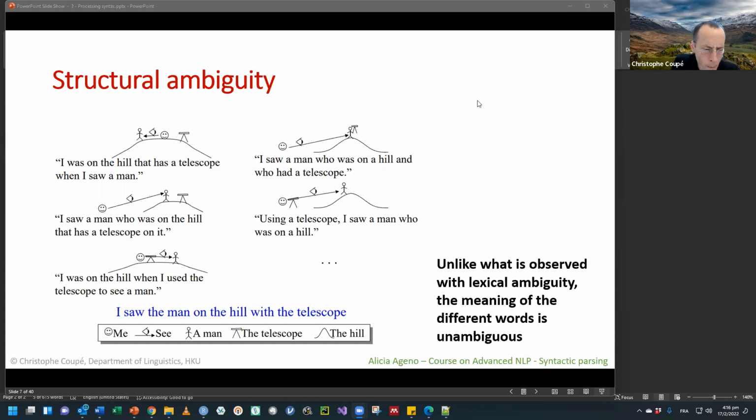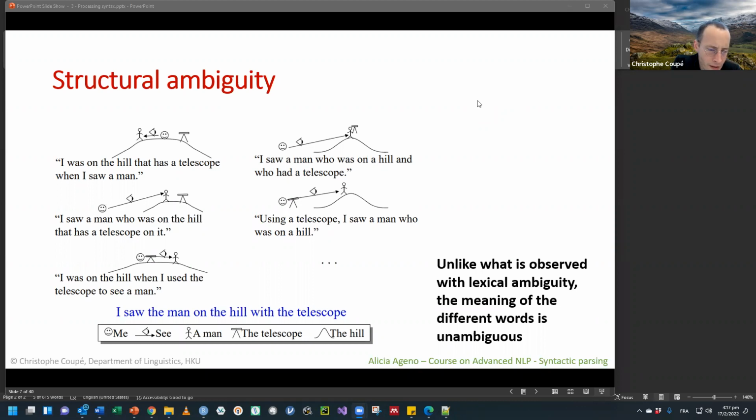Maybe you saw a man who had a telescope, or you saw the man because you used the telescope. And maybe the man was on the hill, or maybe you were on the hill. There are many options here, and you can see different cartoons, small drawings to illustrate these different options. If you have a sentence like this, it is very difficult to guess what is the right option.